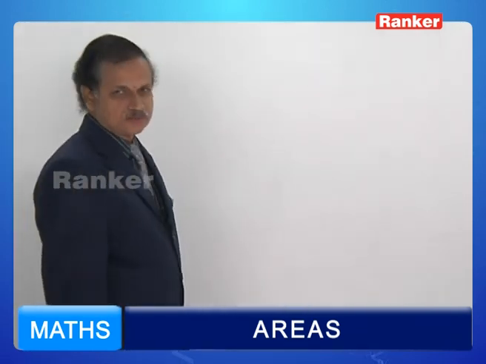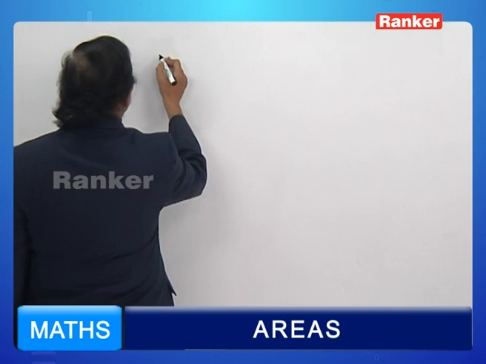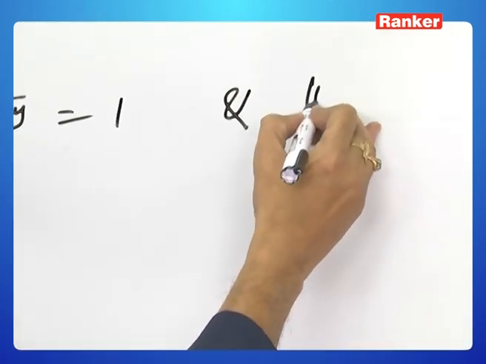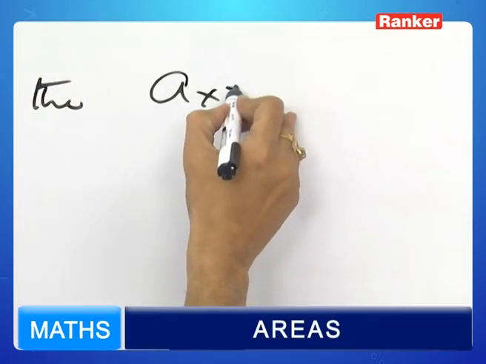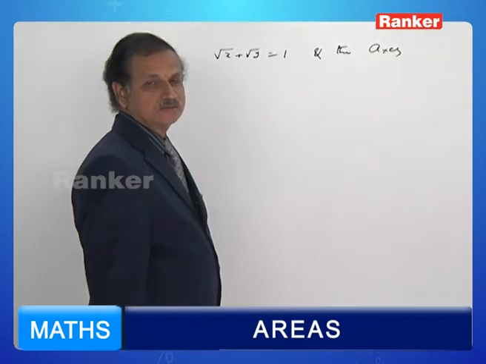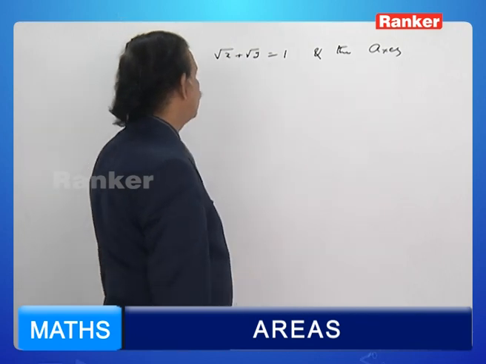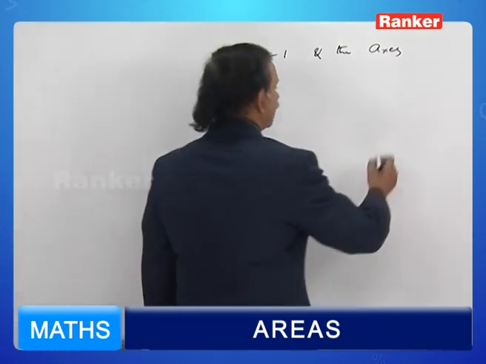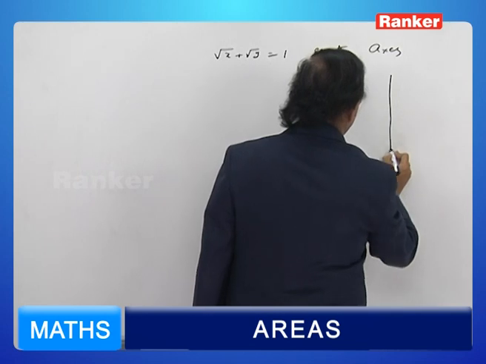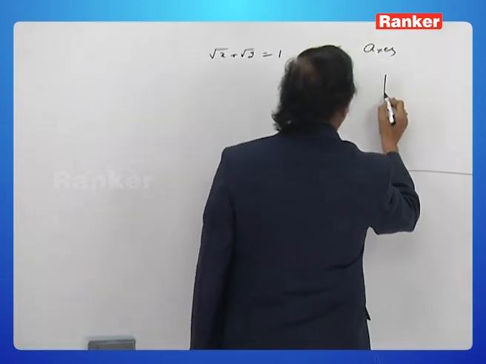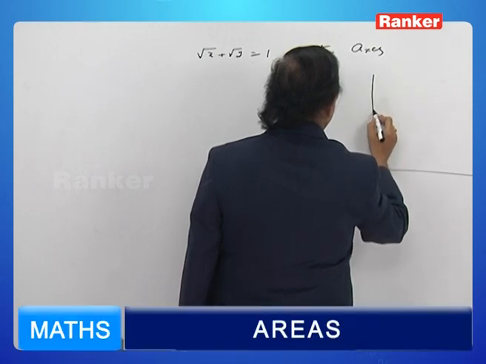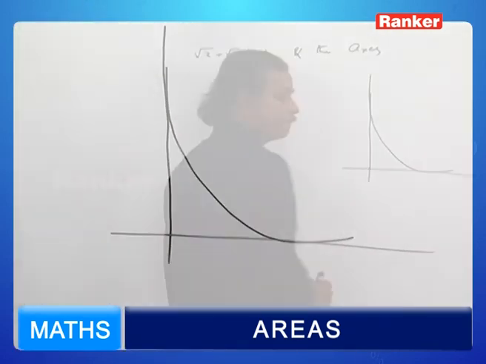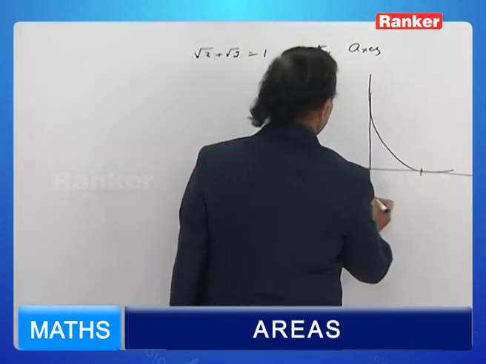The next question before us is, find the area bounded by the curve root x plus root y is equal to 1 and the coordinate axis. Where does this meet the x-axis? At x is equal to 1. Where does this meet the y-axis? At y is equal to 1. Therefore, the curve will be like this. This is 1, this is 0.